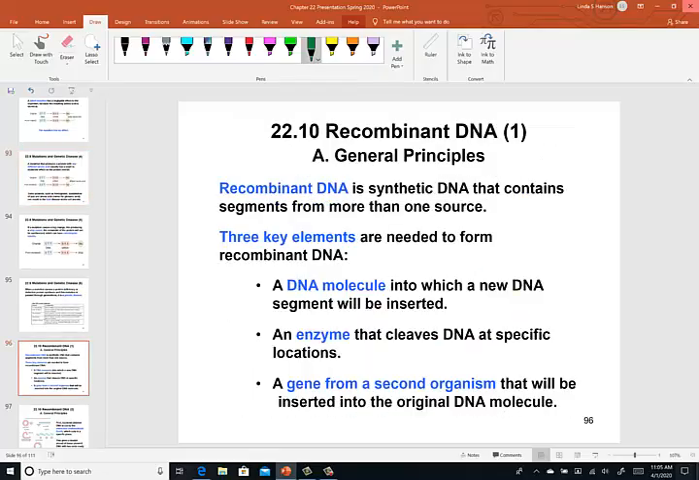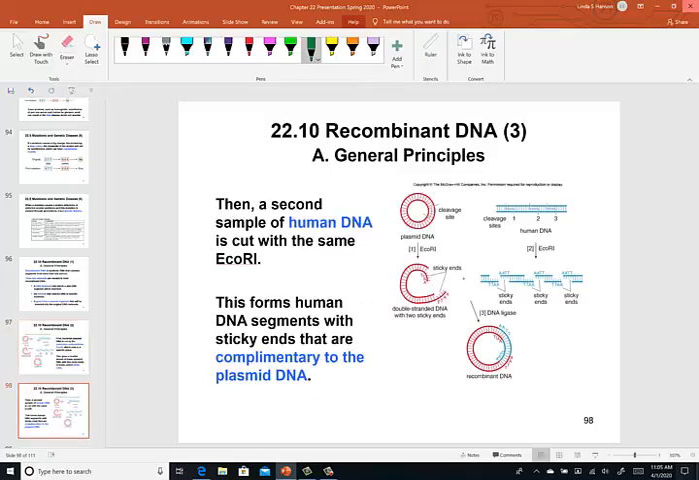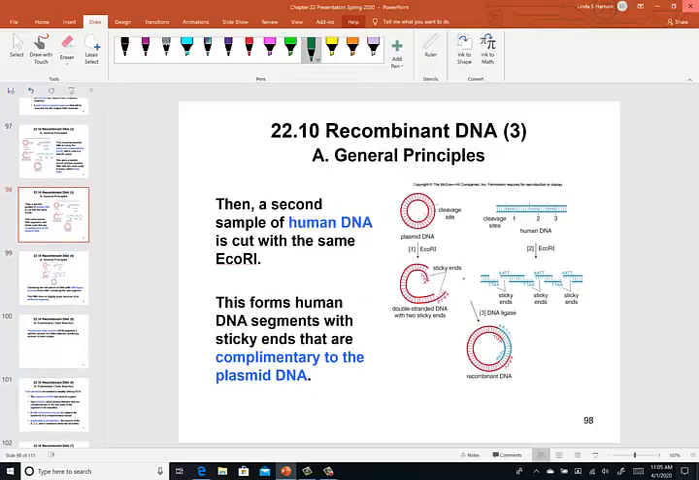And then the next section you'll read about is recombinant DNA, and look at the 3 key elements to form a recombinant DNA. And you'll go through some of these structures together here. So the last part of it is really just assigned reading.